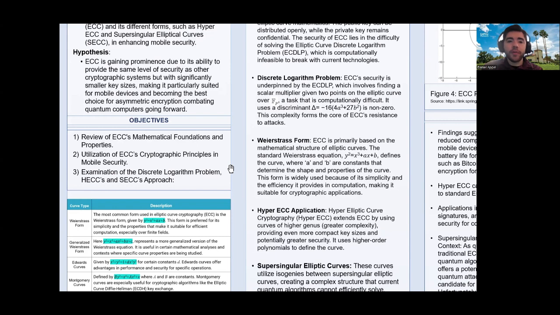So going over the objectives, what I want to do is cover the different mathematical foundations of ECC and how those properties can be used in the context of mobile security. And we'll take a look at the discrete logarithmic problem, how each of the forms approach dealing with that, and why it makes it so strong.